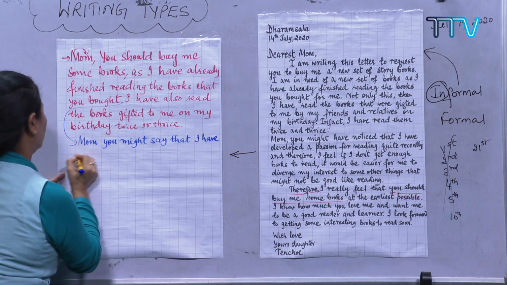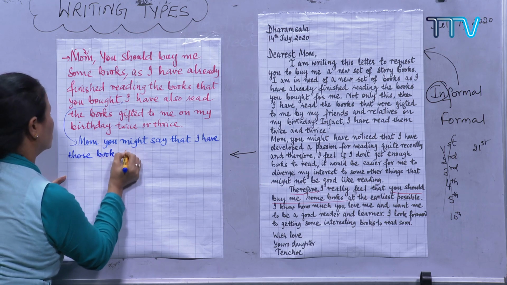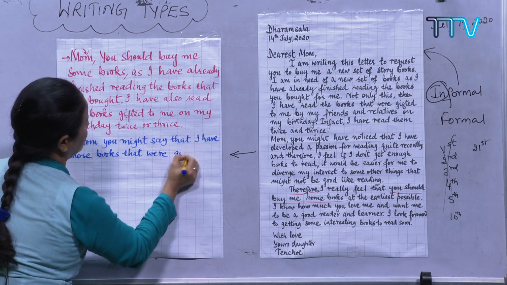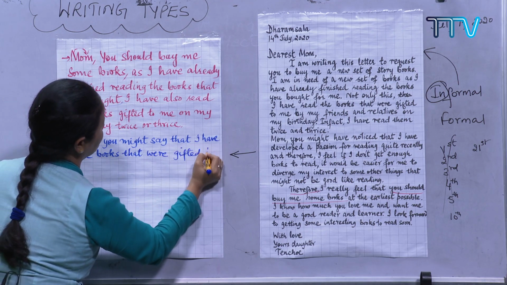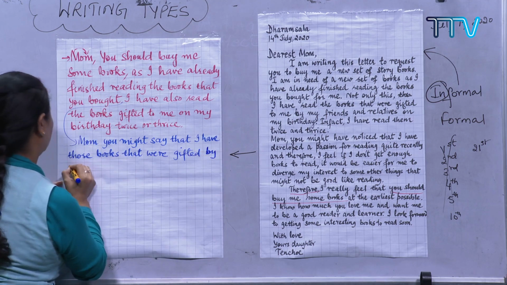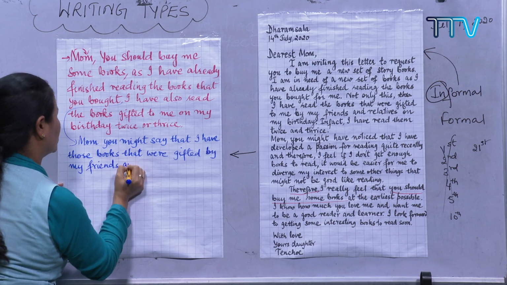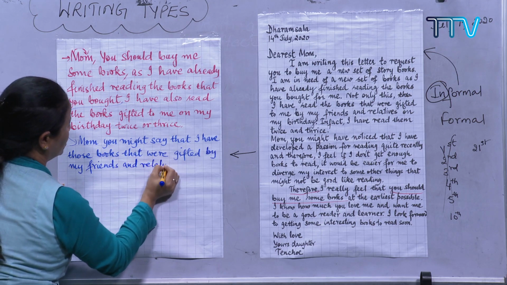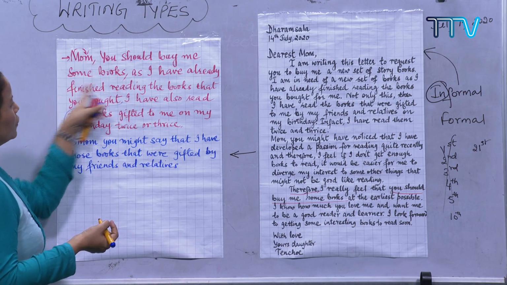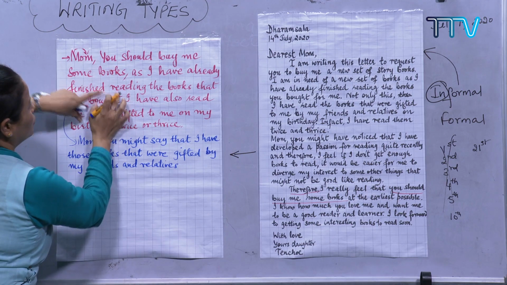I have those books that were gifted by my friends and relatives. Here I'm using this, okay. See, here I have written, I have already finished reading the books that you bought, okay. So I'll keep it up to here, okay, to reason in a way.